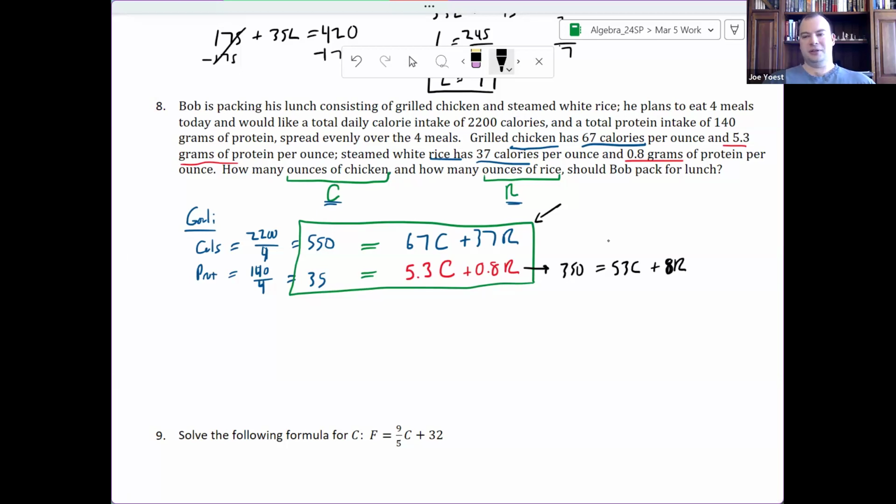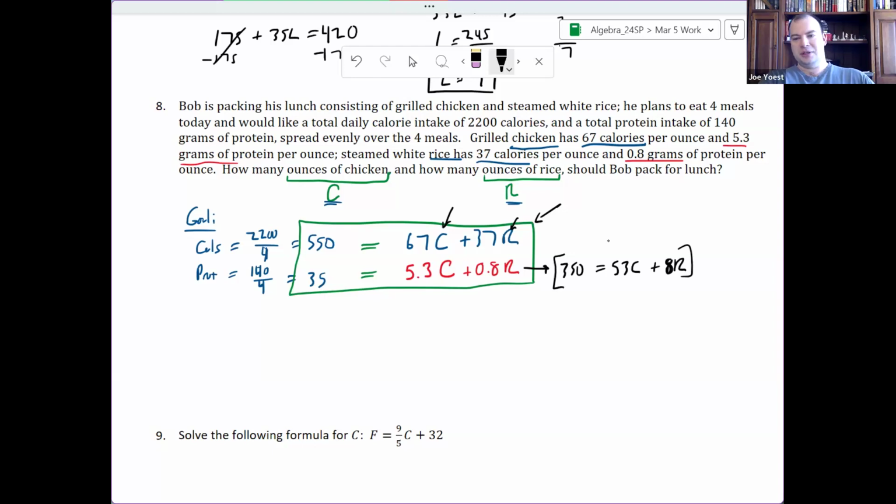But how can I make this a little easier to solve? I'd rather work with this equation than with the 5.3 and the 0.8. But it is important to note that since these are equivalent equations, when I get to the end and I get C equals number and R equals number, those will be accurate numbers for these ones. Okay, so what can I do?